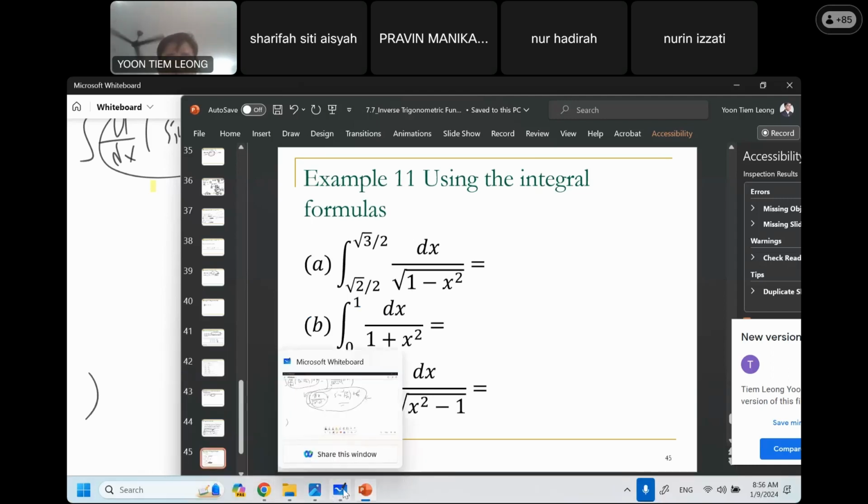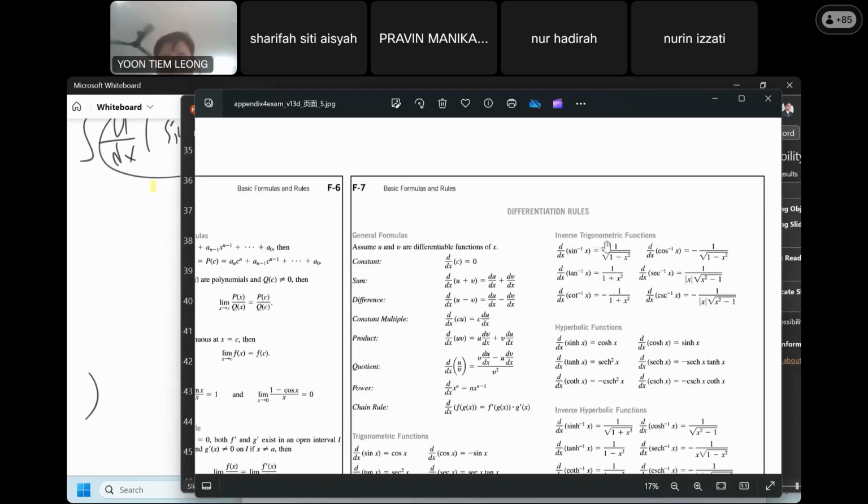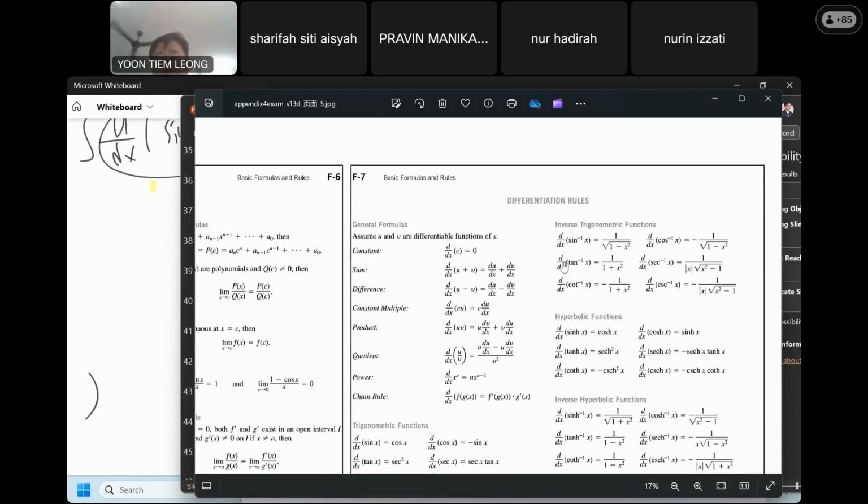The formulas for the integration and differentiation are actually provided to you in the exam sheets, right? So you should refer to the formula sheet that you will get in the exam. These are the formulas that let you know how to calculate the differentiations of the inverse trigonometric functions. So you don't really need to memorize this. You can just take it from the formula sheets, but it will be best if you know how to derive them yourself.